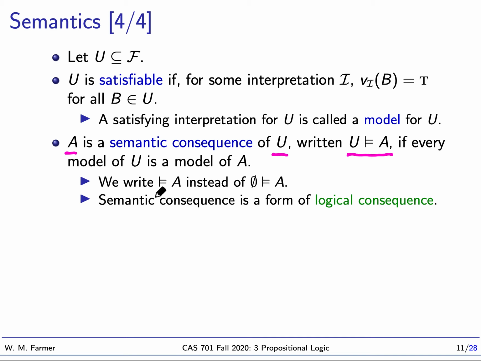And remember we had this notation which said that A is valid. Well, we can write this instead, because this notation says A is a semantic consequence of the empty set of formulas. So A is a semantic consequence of the empty set of formulas is the same thing as saying A is valid. Now, semantic consequence is a special case of logical consequence. And we will see other examples of logical consequence later.